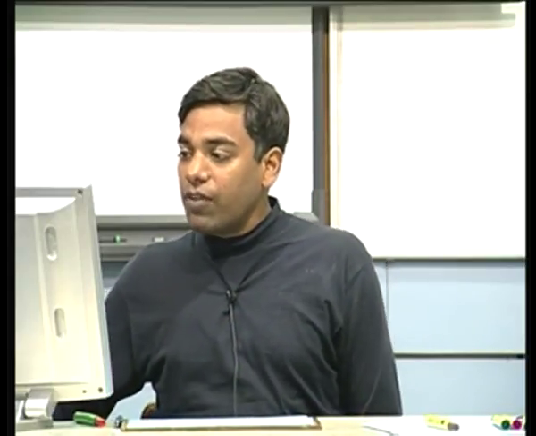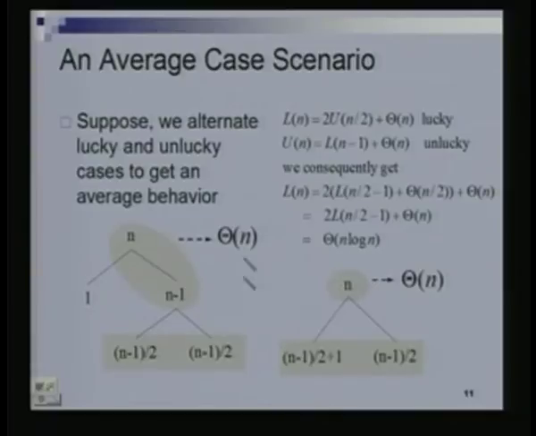Okay, so we'll do a formal analysis starting from the next slide, but just to give you a little more motivation on this. Suppose we were to alternate the lucky and unlucky cases. Even then you can prove a log n depth, right? So what was our unlucky case? 1 and n minus 1. And what was the lucky case? n minus 1 divided into 2, n minus 1 by 2 and n minus 1 by 2, right?